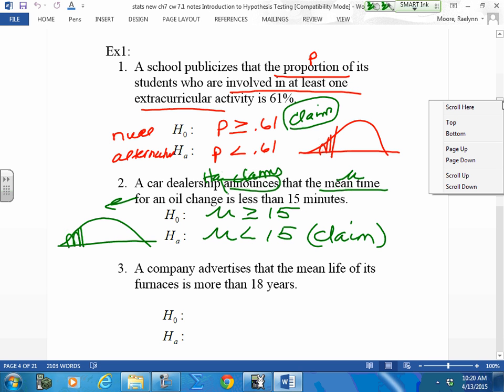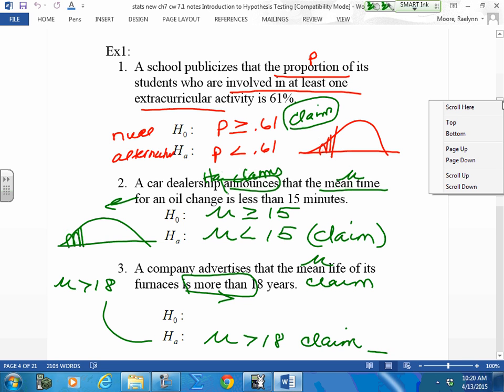Okay, let's try this one. A company advertises the mean life, there's your mu, of its furnace is more than 18 years. HA, more than 18 years. This is the claim. This is what you're looking at. More than. Start like this. Don't even put it in HO and HA yet. Mean is more than 18. Then we say, well, if it's no equal sign, it's the HA. So this, my claim, is here. My tail follows a right tail. It follows where your HA points.